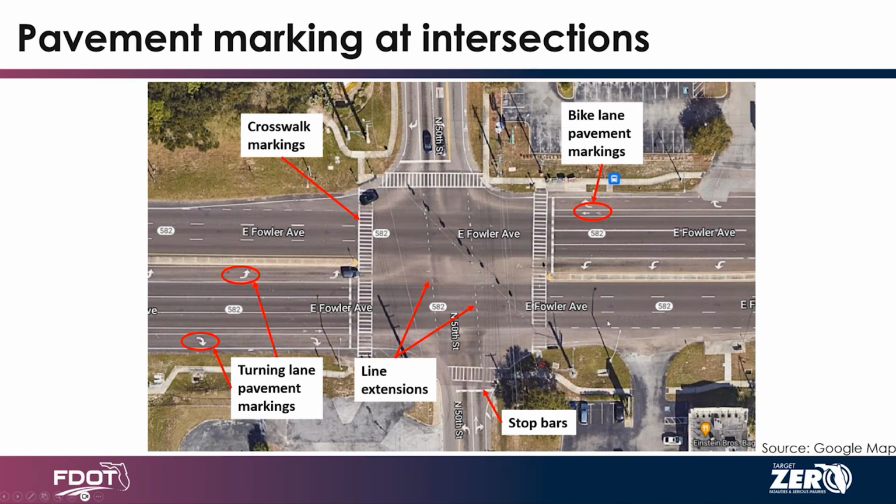We have bicycle lane markings. But we also have instances where the bicycle lane, in this case, drops at the intersection, or there are some conflict points here. And so we need to think through serving all users at the intersection. So in addition to pavement markings, we also use signs at the intersection. And so I just wanted to ask the group, what signs do we frequently see on an intersection approach?